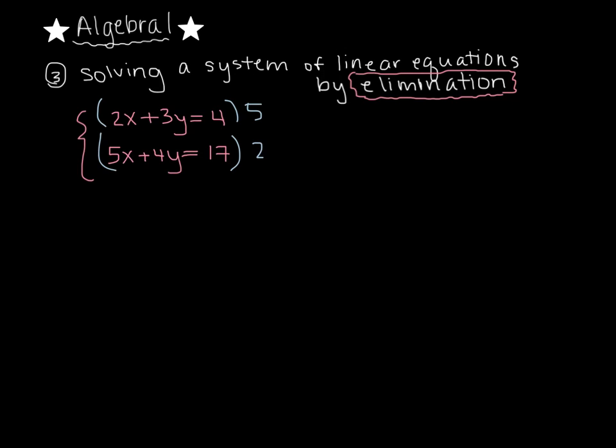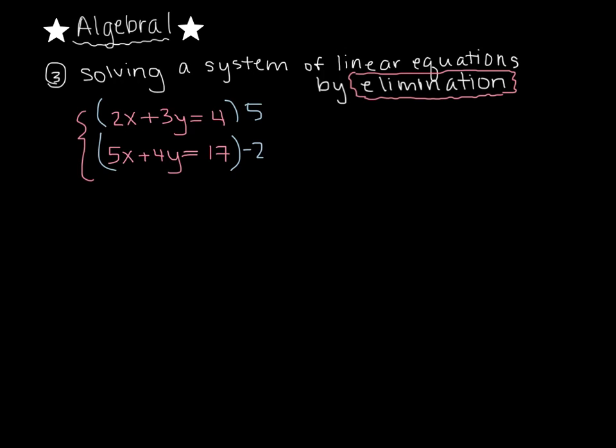Because right now, when I multiply this 5 times this 2, I get a positive 10. This 2 times this 5 is also a positive 10. They don't cancel. 10 and 10 is 20. 10 and 10 is not 0. So in order to make them cancel, I have to multiply one of them by a negative. It does not matter. My personal preference is to multiply the bottom one by the negative.